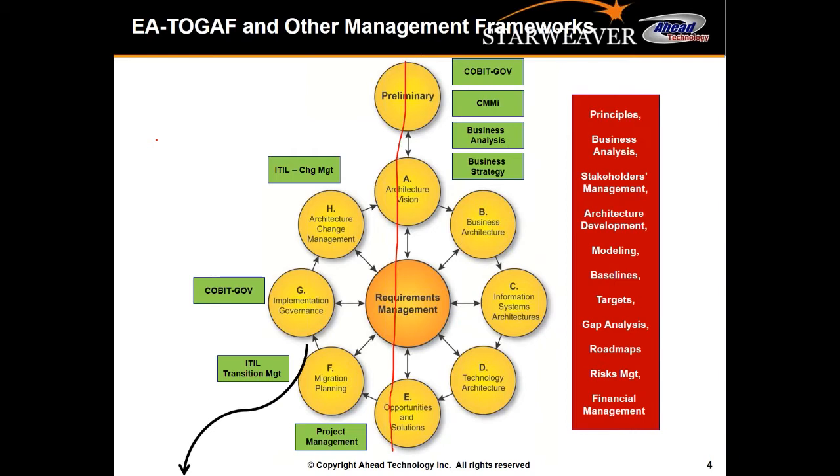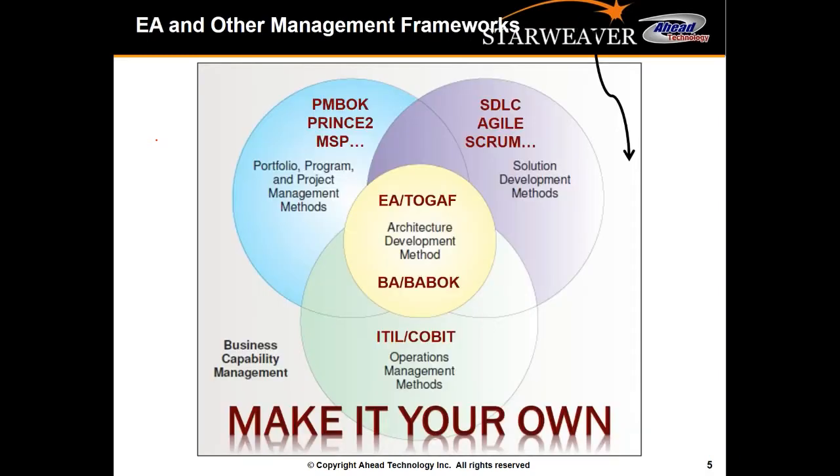The green boxes are additional frameworks that we integrated into the model. So TOGAF is not very strong on governance. With that in mind, we borrow from COBIT, the Control Objectives for IT, if anybody has heard of it. We use the Capability Maturity Model Integration to do maturity assessment and to have a better understanding of the level of maturity that we have within the organization.